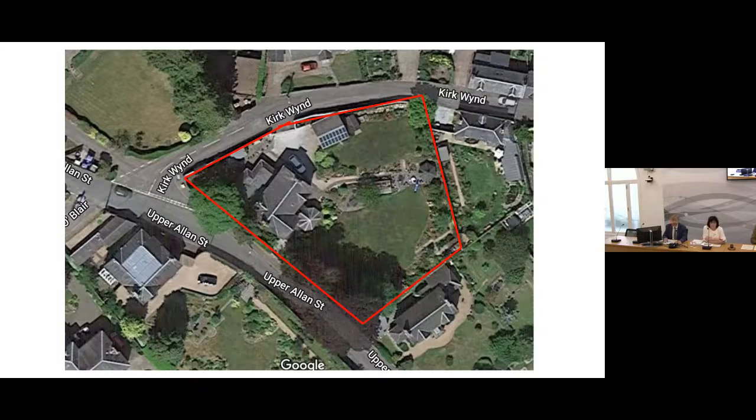If you could put the first picture up, please. You can see that the application site, the application property, is a substantial detached house on the corner of Upper Allen Street and Kirkwynd. It's in the conservation area in Blairgowrie, and as you can see, it's surrounded by similar detached houses largely. Further down Kirkwynd, the houses become smaller, closer to the road, but in that area they tend to be similar to the application property. Next slide, please.